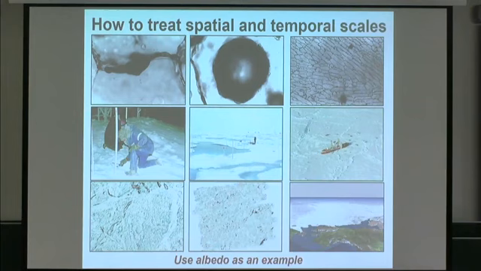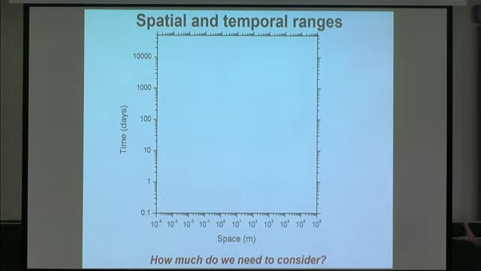And so I think to get an idea of that, I thought I'd pick an example and go through an example of one property that we look at on this range of spatial and temporal scales. Now, I thought long and hard about what property I should use, and eventually came up with albedo. Maybe not surprisingly. So we're going to use albedo as an example to look at the impact of spatial and temporal scales. And we're going to start off by taking this plot that has space on the x-axis, time on the y-axis, and just start to fill it out.